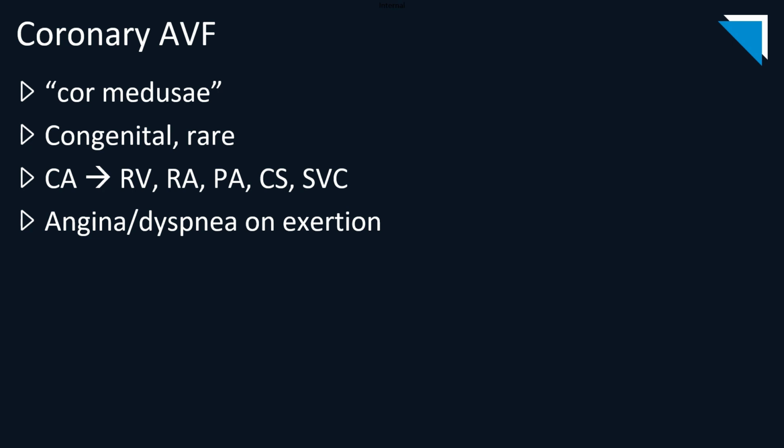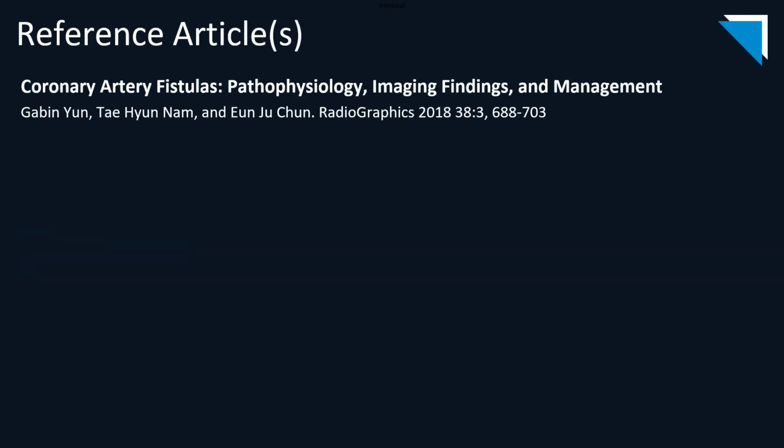Because coronary AVFs most commonly drain into the right cardiac circulation, they represent a left to right shunt and present with chest pain and dyspnea on exertion. In some cases, a continuous murmur can be appreciated during both systole and diastole. Help yourselves to this radiographics article if you're interested in some further reading on the subject.